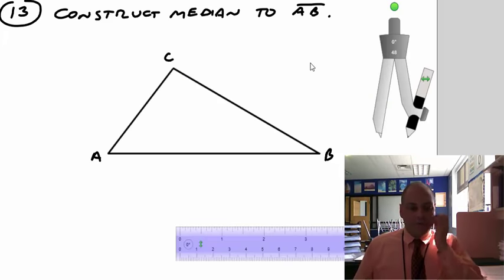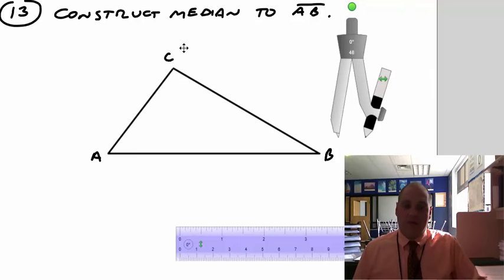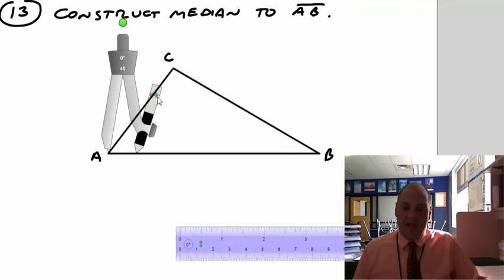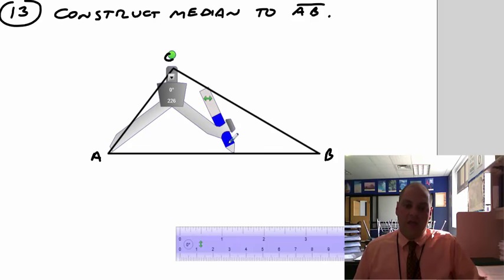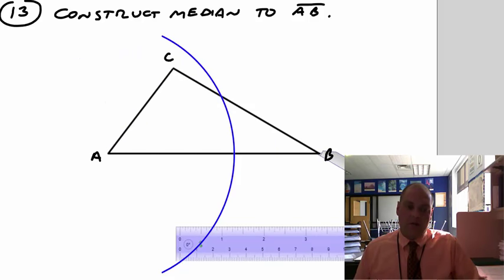All right, number 13. A median is very simple. You just need to do the perpendicular bisector because we got to find the midpoint of AB. So we're going to go compass on A. We're going to switch colors to blue here. We're going to open up our compass more than halfway. Boom, boom. Okay, go to B, flip it around.